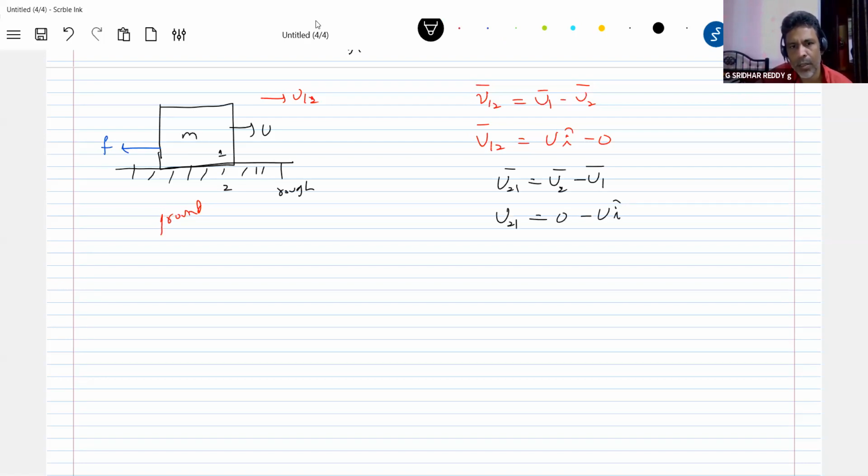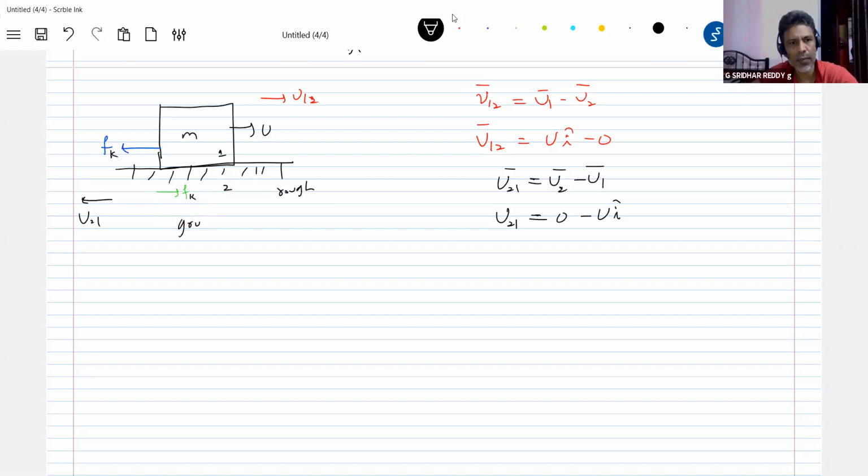So look at U21 bar. What is the velocity of the ground with respect to block? It is directed like this. So therefore the friction on the ground by the block is opposite to U21. Okay, got this. So how to predict the direction of friction? You must take help of the relative velocity. This is kinetic friction. So how to predict the kinetic friction?